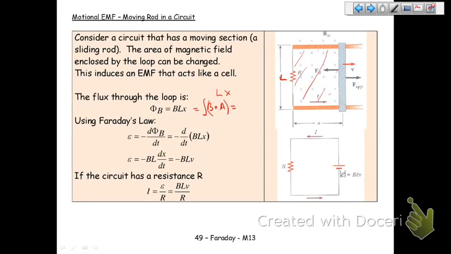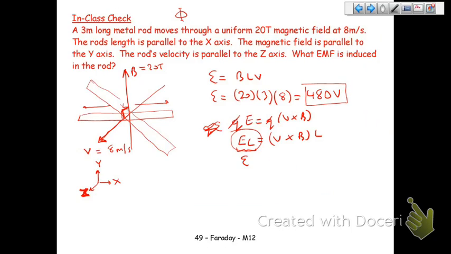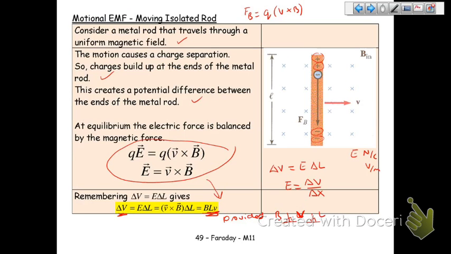And that is changing. So we say EMF is equal to minus dΦB by dt, which equals minus d by dt of BLx. Okay. So the EMF is equal to minus B, the L's constant. So it's minus BL dx by dt, and dx by dt equals my velocity. So I get E is equal to minus BLV.